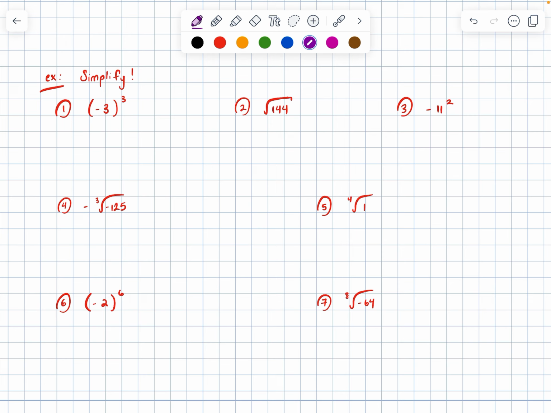If you're still here, I'm assuming that you want a little bit more practice, so let's do some. I've got these 7 examples using what I've just learned about exponents and radicals. I want to simplify each expression. Take 2 minutes, pause the video, see how far you get, and then come back and check with me. Go, go, go.